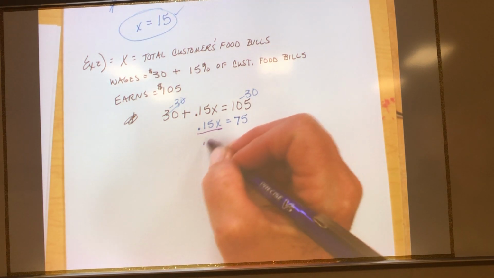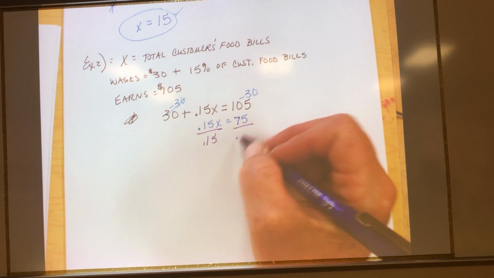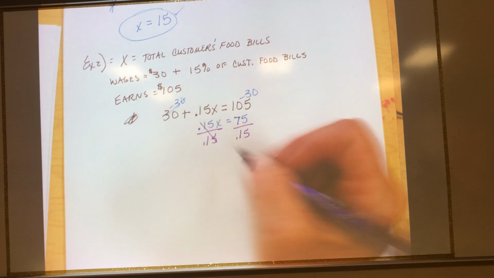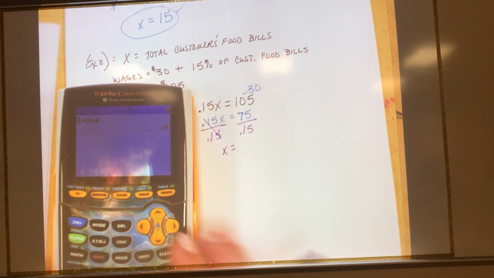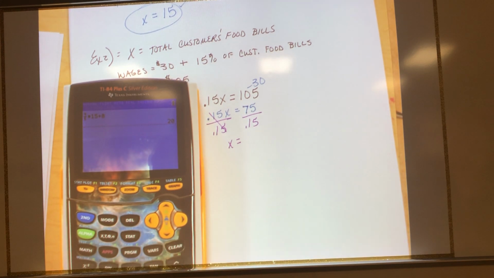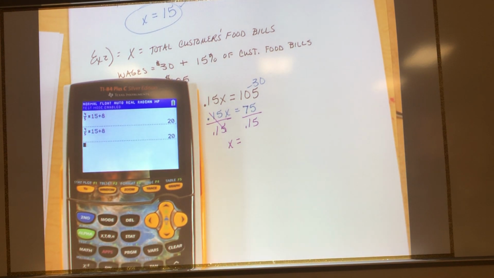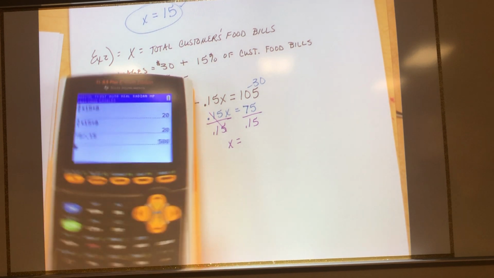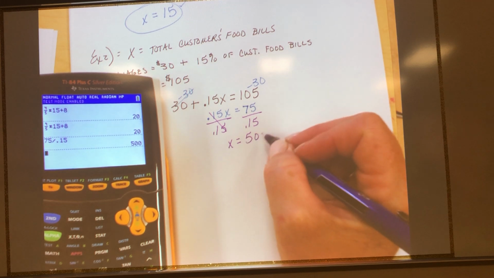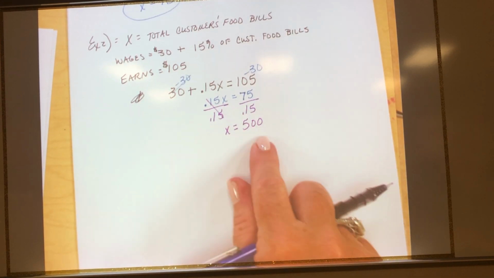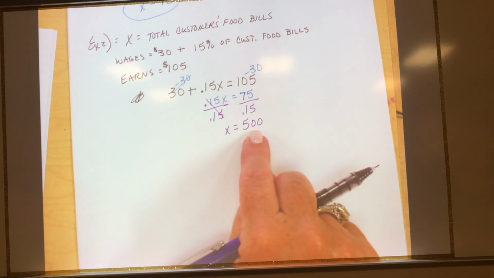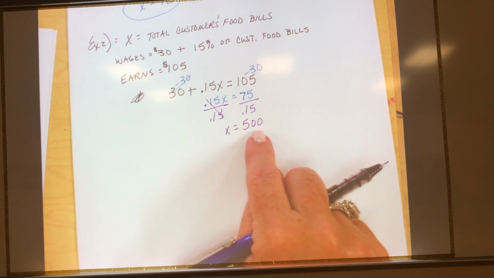Divide by 0.15, which is totally different than 1.5, people. Okay? So, x is equal to. So, I'll take my handy dandy calculator, and I will say 75 divided by 0.15, and it will tell me 500. Yes, sir. Okay, now listen to me. Because every time I work a real life problem, my brain has to be thinking, is this reasonable? All right, is this reasonable?